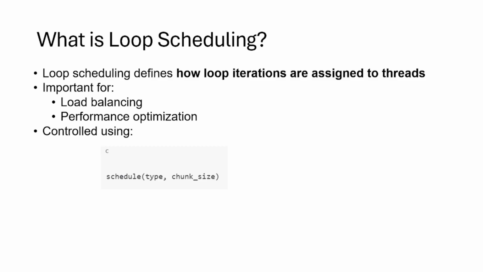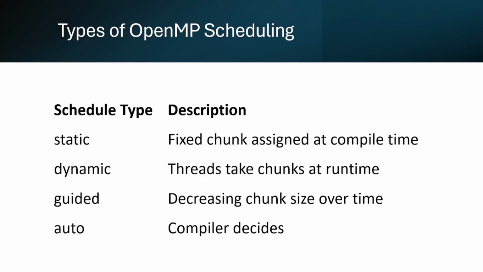Next, what is loop scheduling? Loop scheduling defines how loop iterations are assigned to threads. This is mainly important for load balancing and performance optimization. It is controlled using the schedule type and the chunk size. Let us see the types of OpenMP scheduling. Static, dynamic, guided, and auto are the different types of OpenMP scheduling.